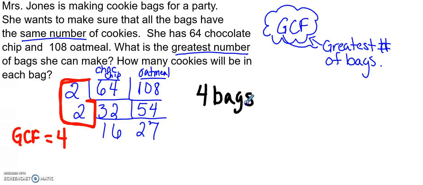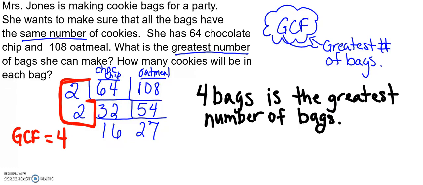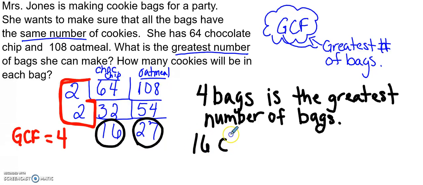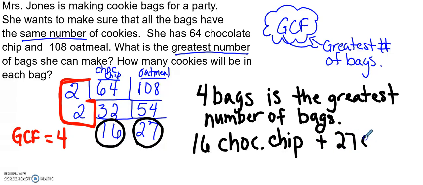And all I have to do now, that's my answer. 4 bags is the greatest number of bags, and if it's an open-ended, you probably want to show your work on one side and explain it on the other. Greatest number of bags, that's what you want to write. And the ladder method also will tell me how many chocolate chip and how many oatmeal cookies she would have in each one. So 16 chocolate chip, my pen is very slow today, and 27 oatmeal in each of the 4 bags.